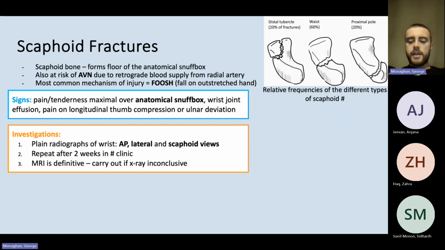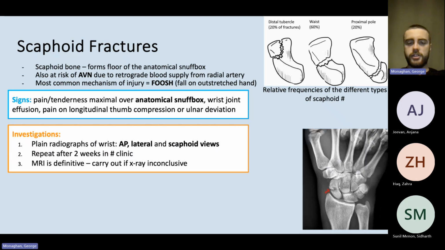And because it doesn't show up straight away, we want to repeat it after 2 weeks in a fracture clinic. So someone comes to A&E, they've fallen on their hand, but you can't see anything on the X-rays. You've done the different views, you can't see anything. You want to book them in 2 weeks for a fracture clinic, where they can be assessed again. And the definitive test is an MRI, so we can see the fracture much better. We do that if we still think a scaphoid fracture is pretty likely, but we aren't seeing anything on the X-rays.